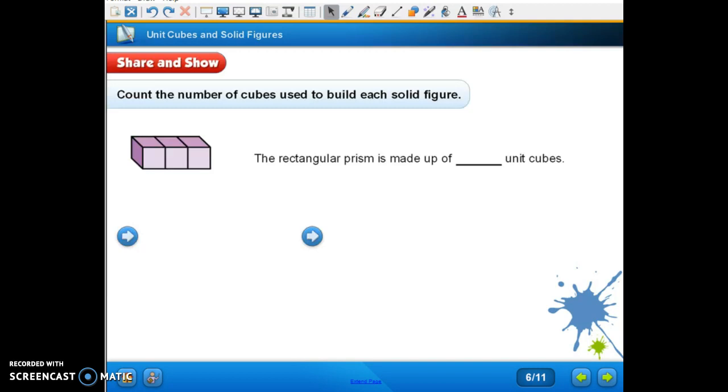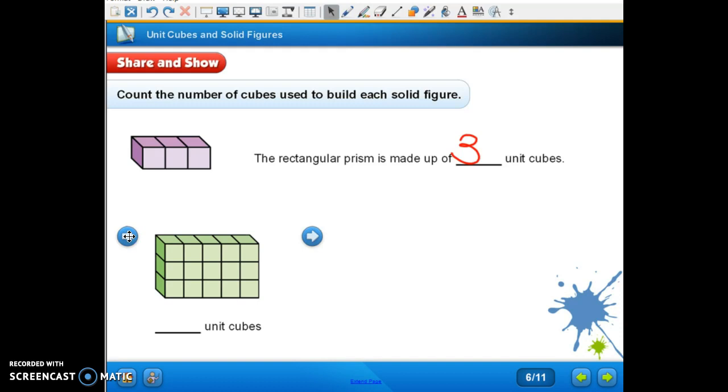Probably you should flip to page 465. This is the little figure at the very top. It says count the number of cubes used to build each solid figure. This rectangular prism is made up of how many cubes? 3. This one, it's 3 by what? 5. What is 3 times 5? 15.